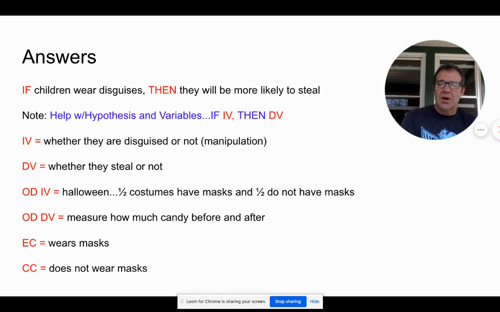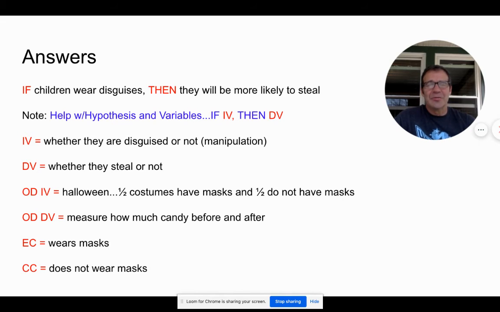Okay, so here's what I wrote. Here's my hypothesis: if children wear disguises, then they will be more likely to steal. Remember, hypothesis and variables: if independent, then dependent. So the independent variable is whether they are disguised or not. That's what I'm manipulating, right? The dependent variable is whether they steal or not, okay?